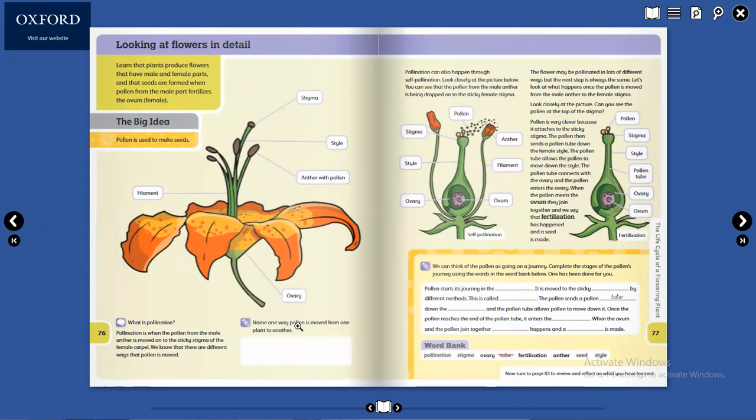Name one way pollen is moved from one plant to another. By birds, by water, by wind. There are a lot, but it says only one, so you will write one. Pollination.